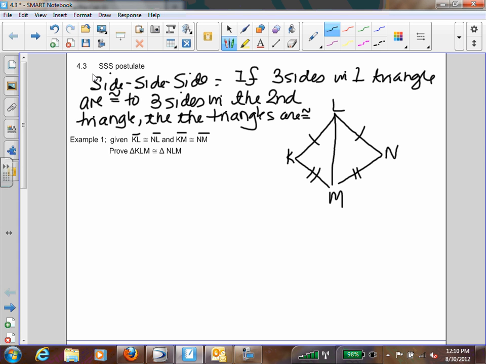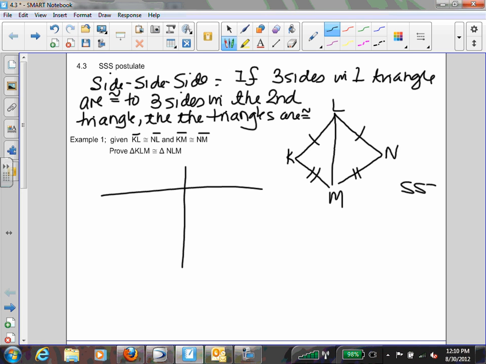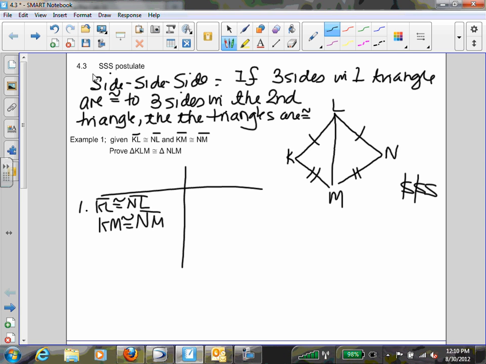Okay. So I have, as a given, and remember, all I know right now is side, side, side. Don't I show 2 sides taken care of? So I need to come up with a statement for the third side. So I have KL is congruent to NL, and KM is congruent to NM, and both of these are given statements.